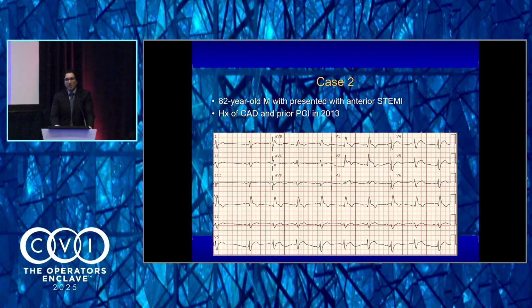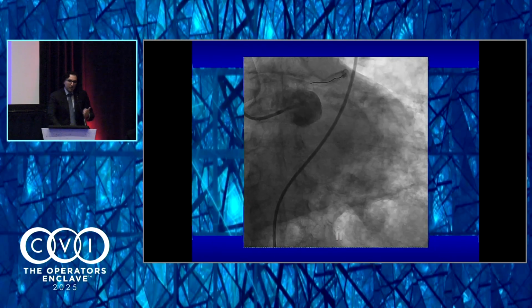So here's another case. I mean, I think we've all been in these kind of situations. 82-year-old gentleman presenting with an anterior STEMI. Only thing we know about him is that he had a PCI in 2013. So there's his EKG. So I went via the right radial artery.